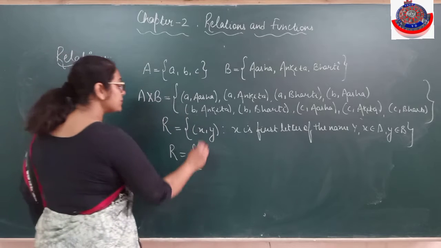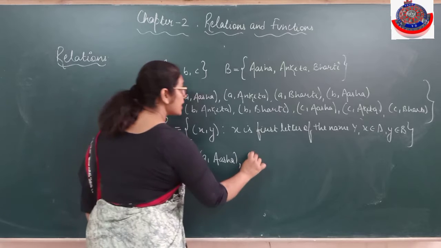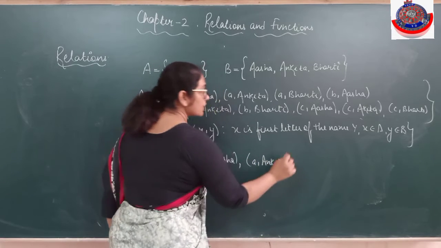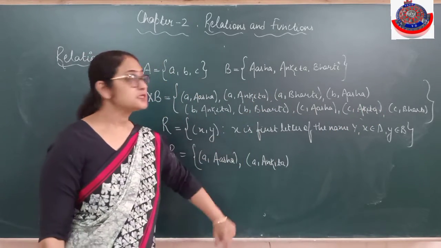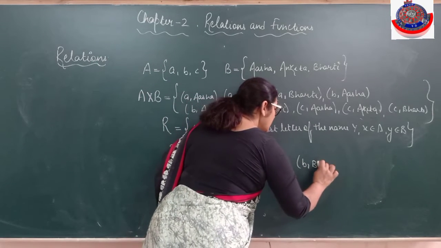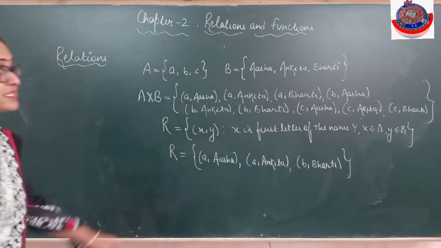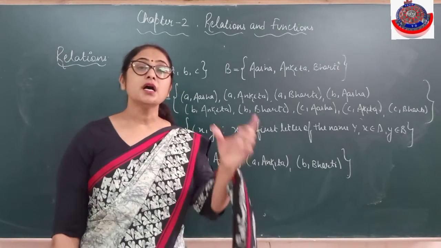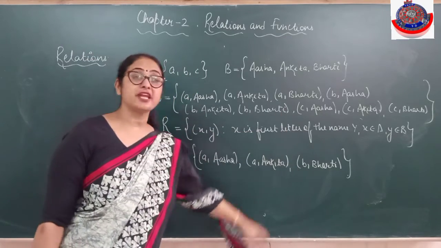So that means I'll pick up the ordered pairs like (a, Asha), (a, Ankita), alright. (a, Bharti) I can't, (b, Asha) I can't, (b, Ankita) I can't. I'll pick up (b, Bharti). I can't pick up (c, Asha), (c, Ankita), (c, Bharti) because the first letter is not matching with the first letter of the name, so I won't pick them up.